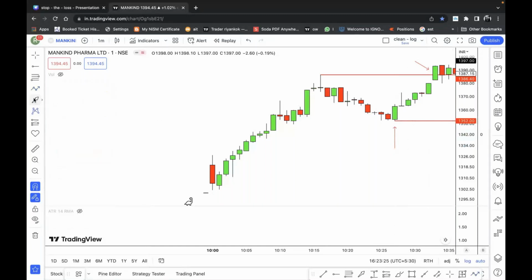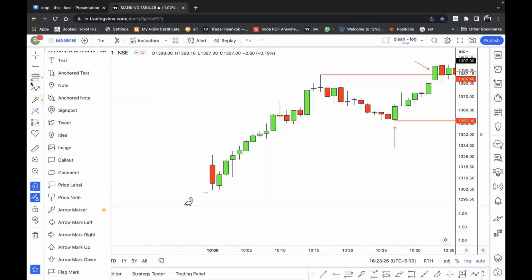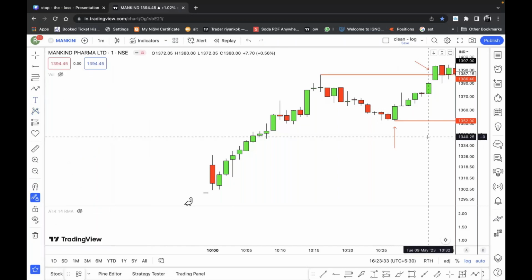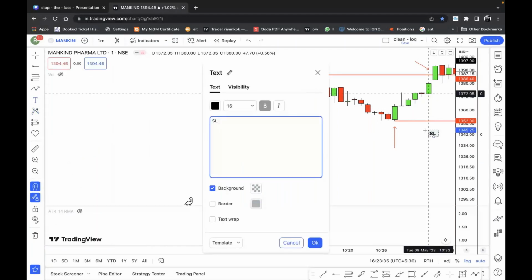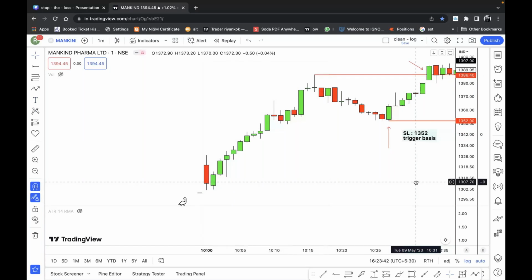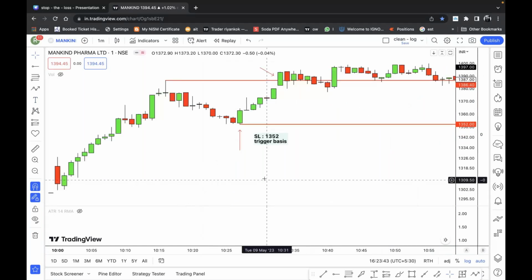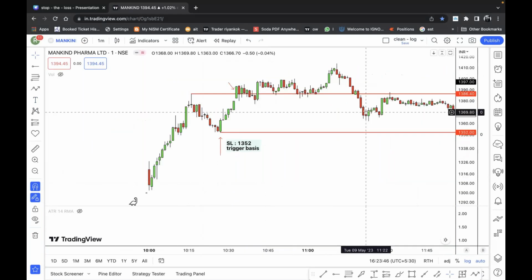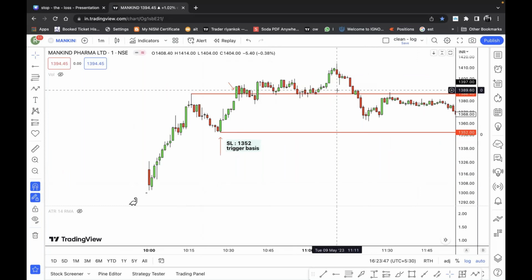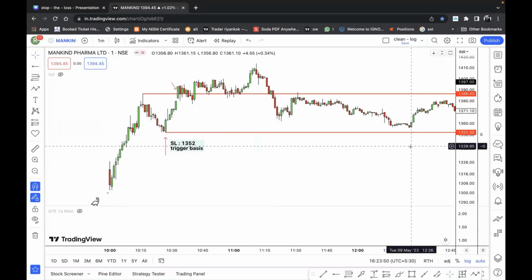Okay, and as soon as the breakout has happened at this point, my stop loss for this particular trade will be 1352 on trigger basis, right. This will be my stop loss on trigger basis at 1352. And going forward, you can see how the stock played out. It went till almost 1410. Then it came down till 1356. However, it did not trigger the stop loss of 1352.